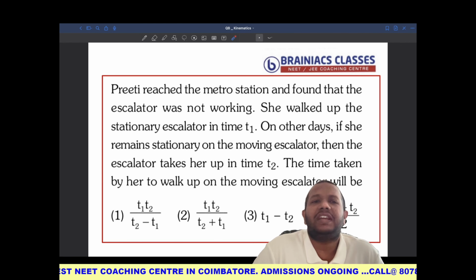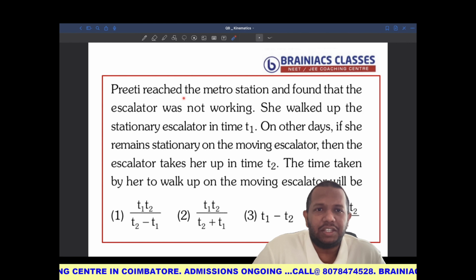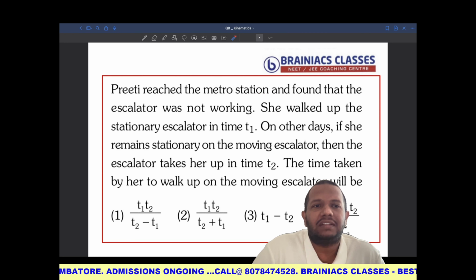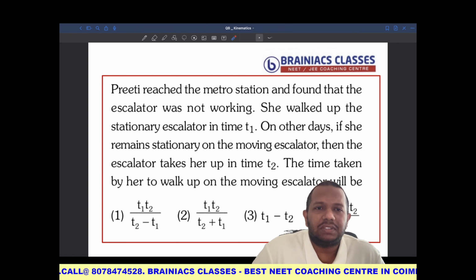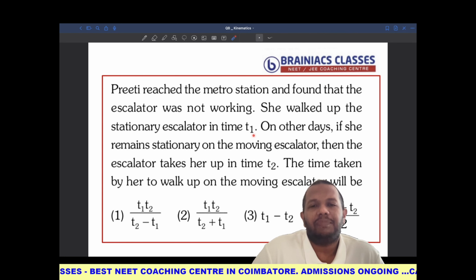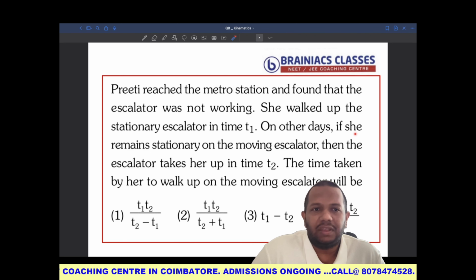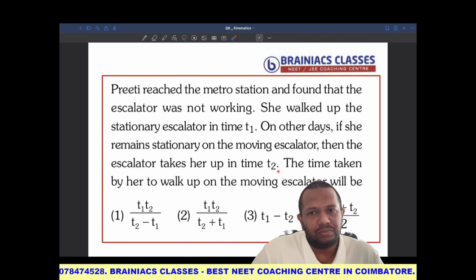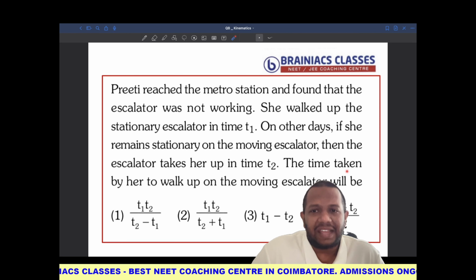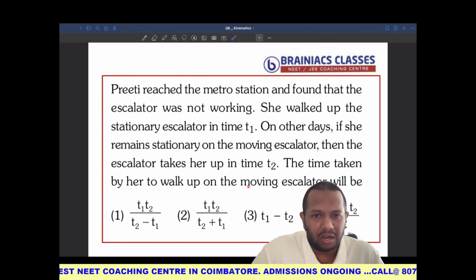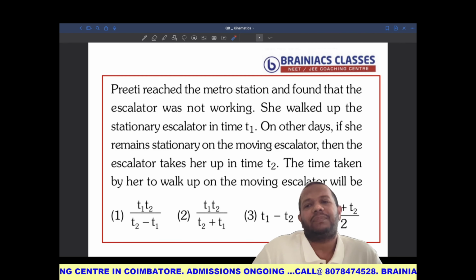The question given here is: Preeti reached the metro station and found that the escalator was not working. She walked up the stationary escalator in time t1. On other days, if she remains stationary on the moving escalator, then the escalator takes her up in time t2. Calculate the time taken by her to walk up on the moving escalator.